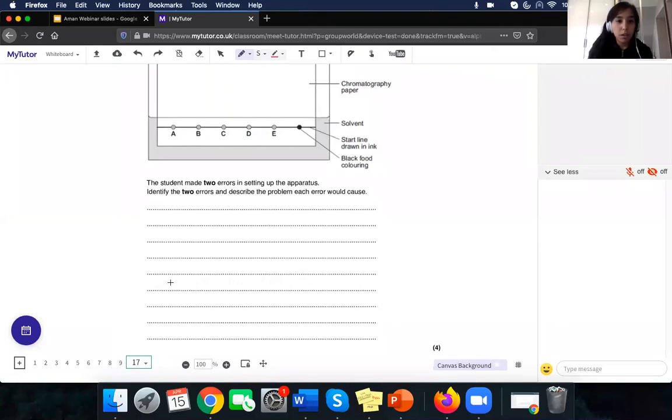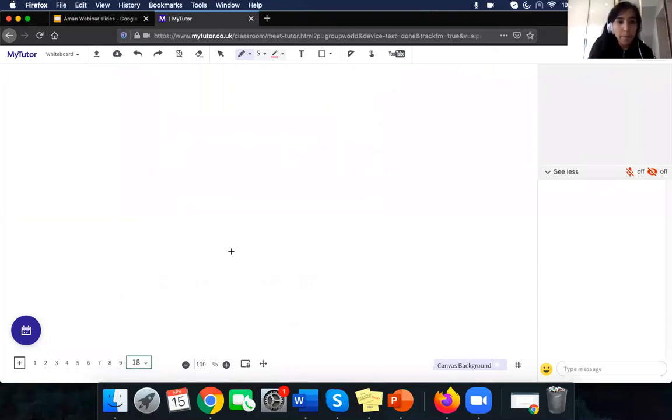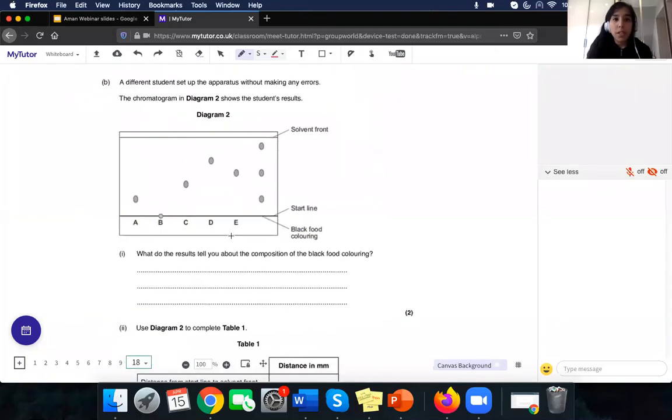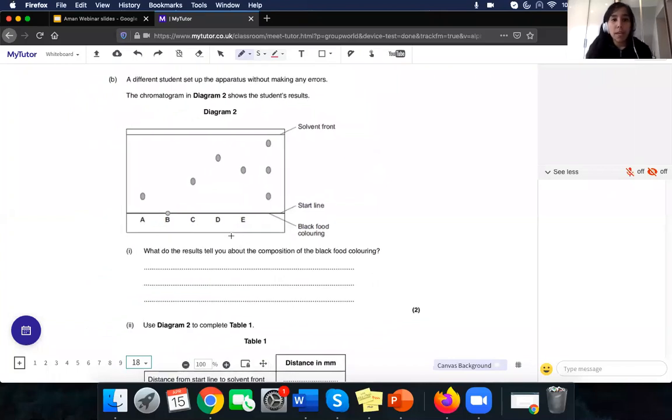Good, okay. So a different student set up the apparatus without making any errors, and the chromatogram in diagram 2 shows the student's results. What do the results tell you about the composition of the black food colouring? So what can we say about the black food colouring?